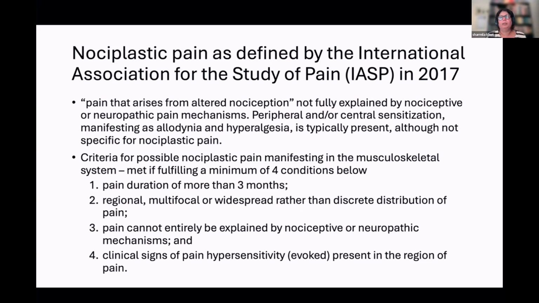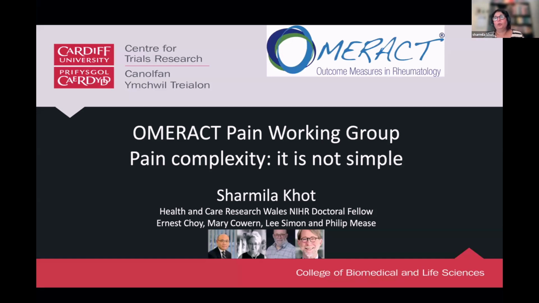And this was the reason why this new definition was proposed by the International Association for the Study of Pain, which is now an accepted set of criteria rather than a definition. And the fourth one, which is quite important, is that there are some signs, rather than patient-reported symptoms, of evoked pain or pain hypersensitivity. This could be mechanical allodynia or cold allodynia or sensitivity to any of these sensations. And if you fulfilled all of these four criteria, essentially it was called possible nociplastic pain.